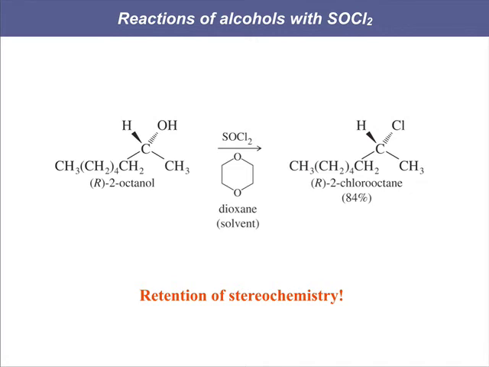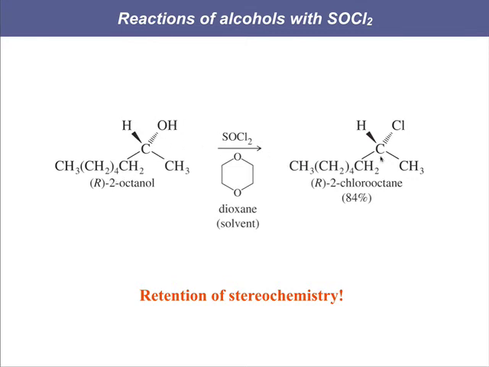An analogous reaction will convert an alcohol into a chloride, but instead of using PBr3, you use what's called thionyl chloride, SOCl2. The solvent is usually dioxane, some polar aprotic solvent. But look at what's interesting about this. Here's our alcohol. Actually, this is an 8-carbon chain, octanol. But we've got an alcohol on our 2-carbon, and it's in the R configuration.